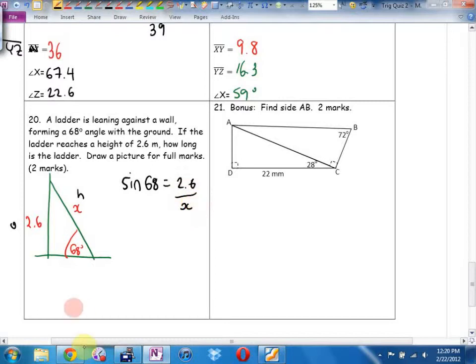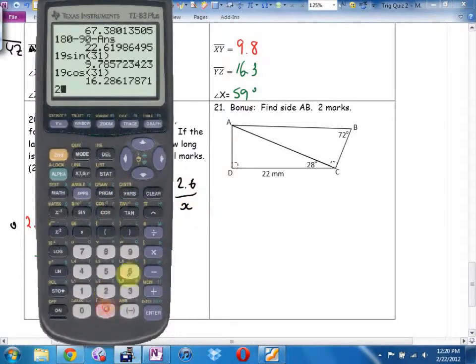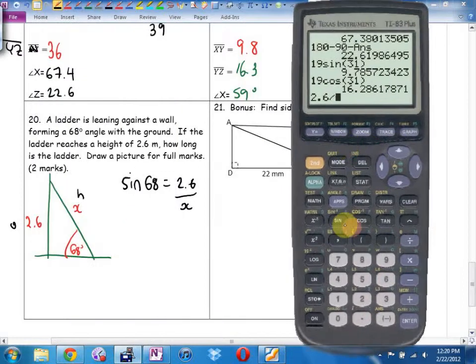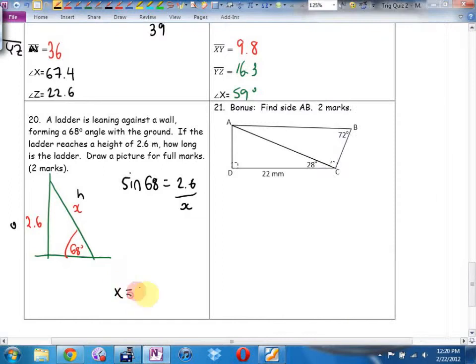Ooh, this is going to end up being 2.6 divided by sine of 68. You guys get 2.8? People nodding? So here, 1 mark for the trig function, 1 mark for the answer. And then the bonus question, and we're good to go.